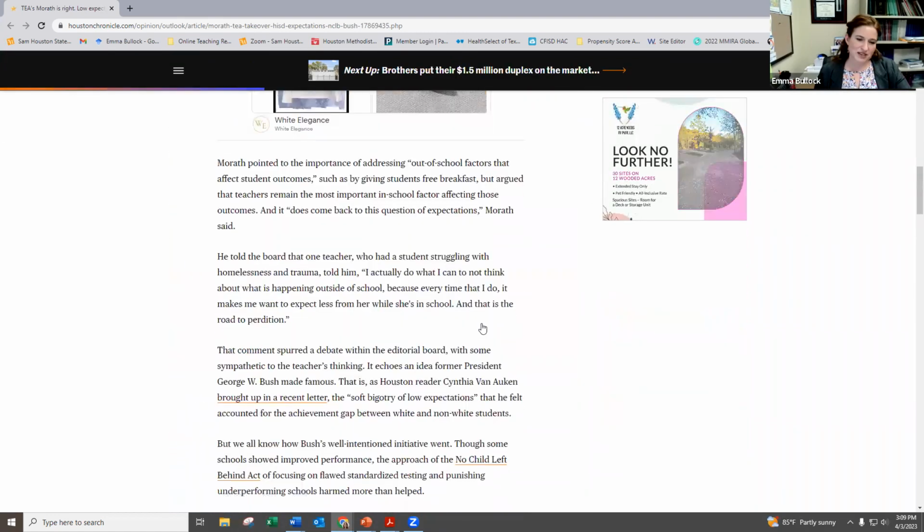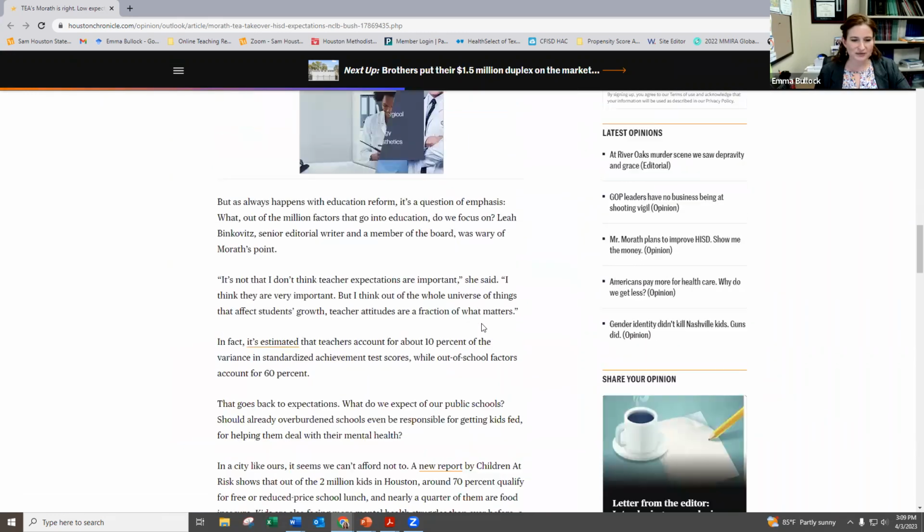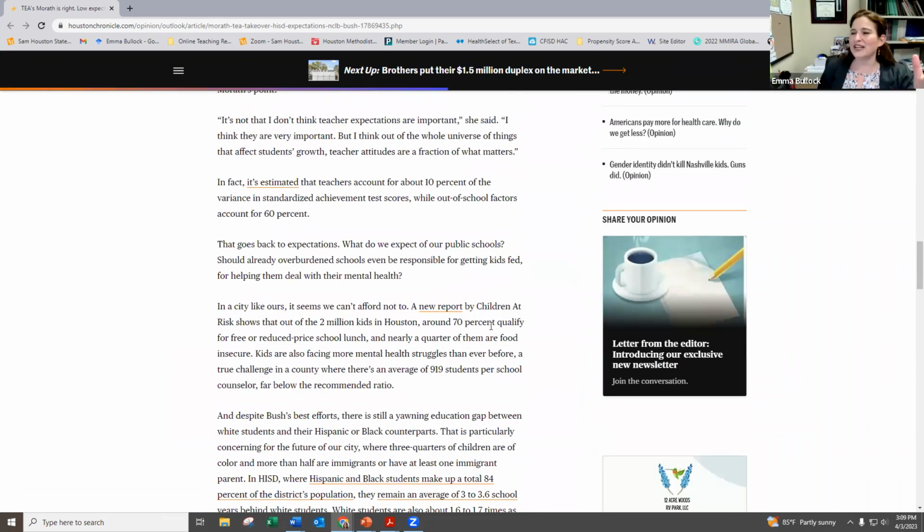And the reason I pull up this article to share with you is, I was literally reading this in the newspaper 2 days ago, and someone made the case that it's estimated that teachers account for about 10% of the variance in standardized achievement test scores, while out of school factors account for 60%, right? And you know, of course, there's this little link here. So I'm like, oh, I want to see where they're getting those numbers, right?